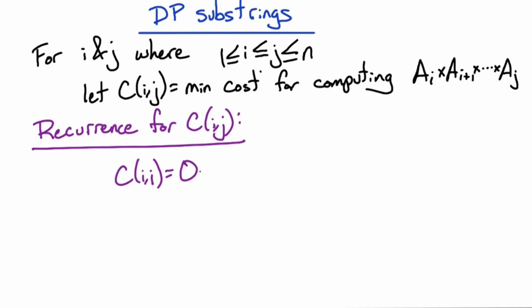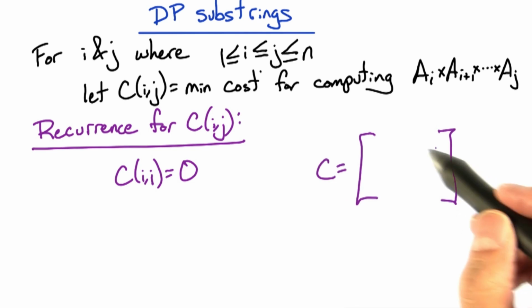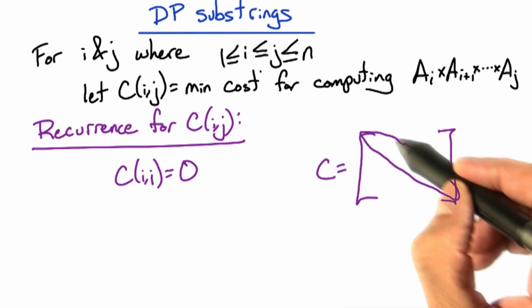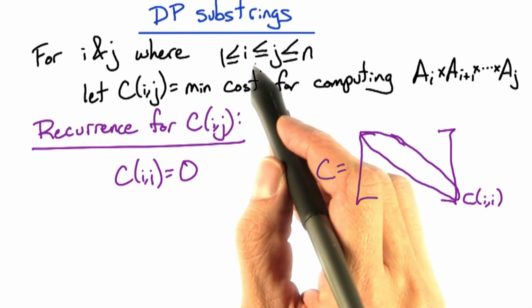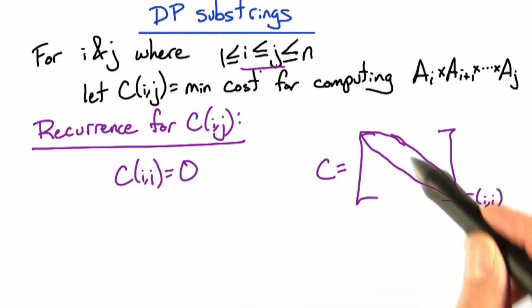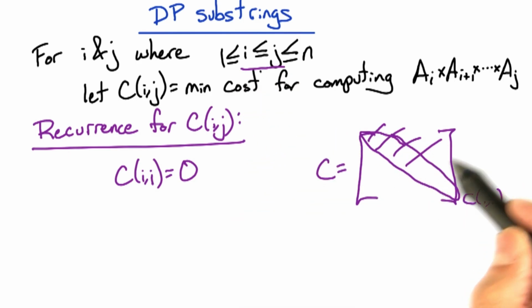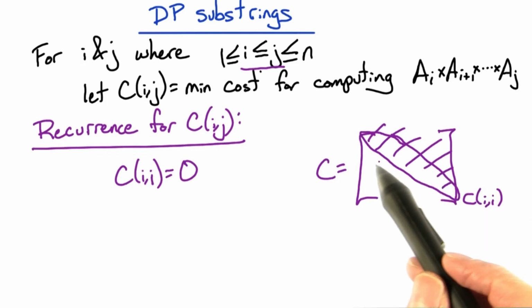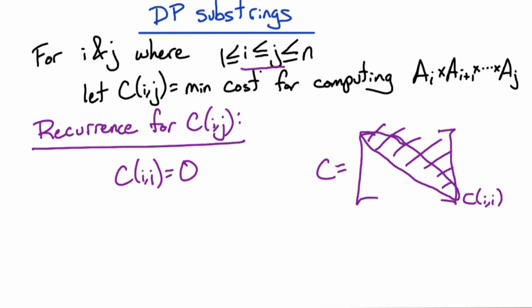Let's look at our matrix, actually. What do these base cases correspond to? We have our matrix C, and these are the diagonal entries. And notice we're computing the entries where j is at least i, so we're just trying to do this upper diagonal over here. We're not trying to compute this lower diagonal of the matrix.